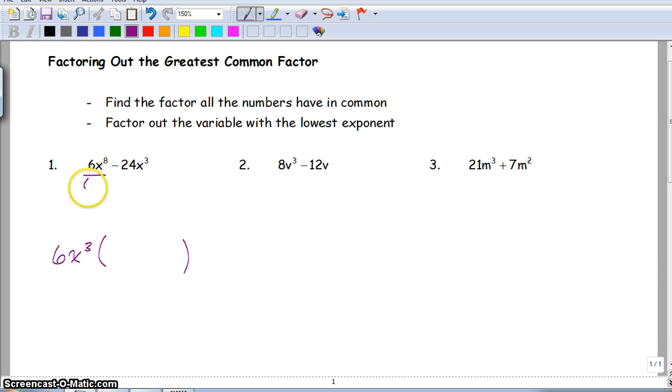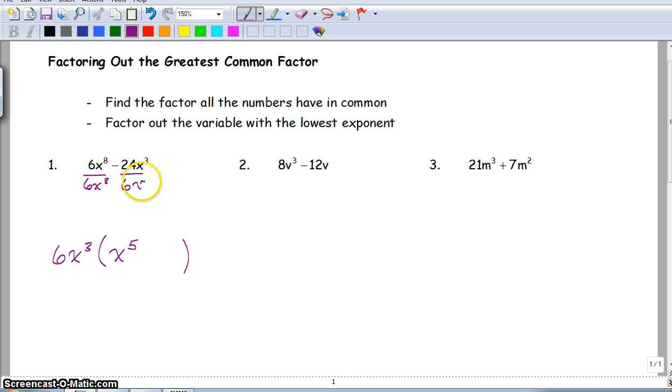If I look at each term individually, I factored out a 6x cubed. 6 divided by 6 gives me 1. X to the 8th divided by x cubed leaves me with x to the 5th. 8 minus 3 gives me the 5 exponent.